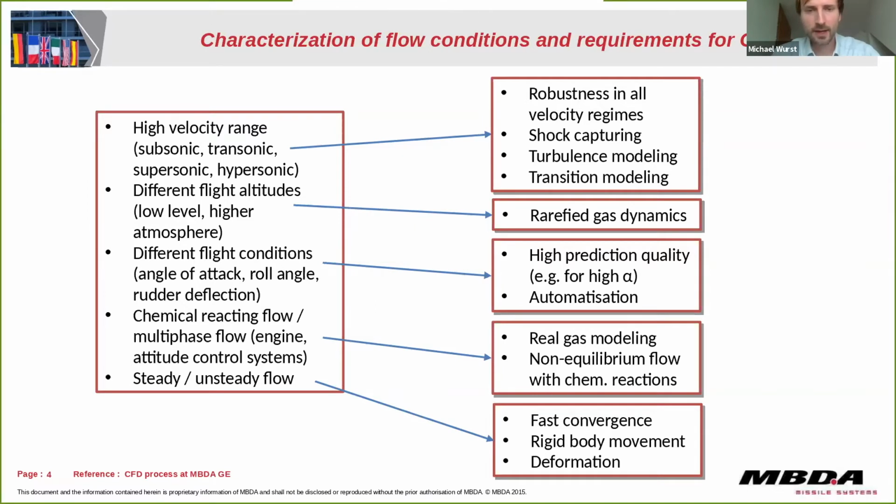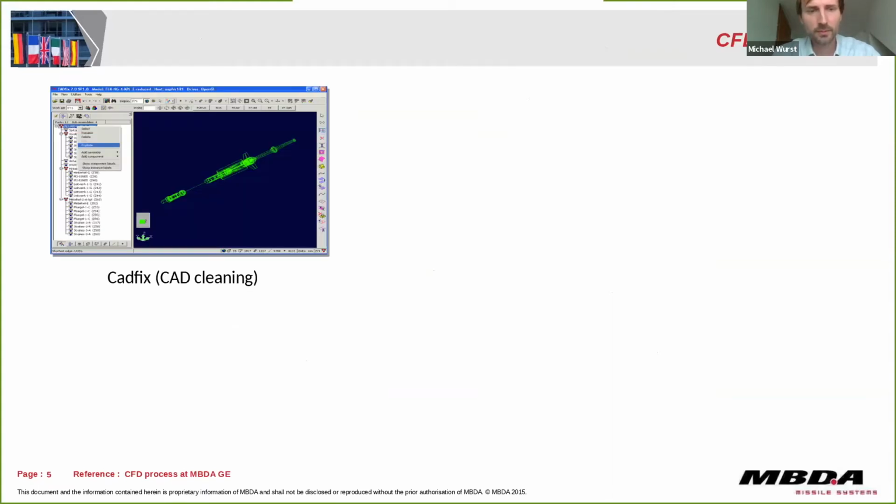The next slide is about our current CFD toolchain, which we use. If we get a CAD model, in the first step, we use a program called CutFix. We use it for cut cleaning and for the naming of different parts of the missile, which is needed for the meshing and also for the later post-processing.